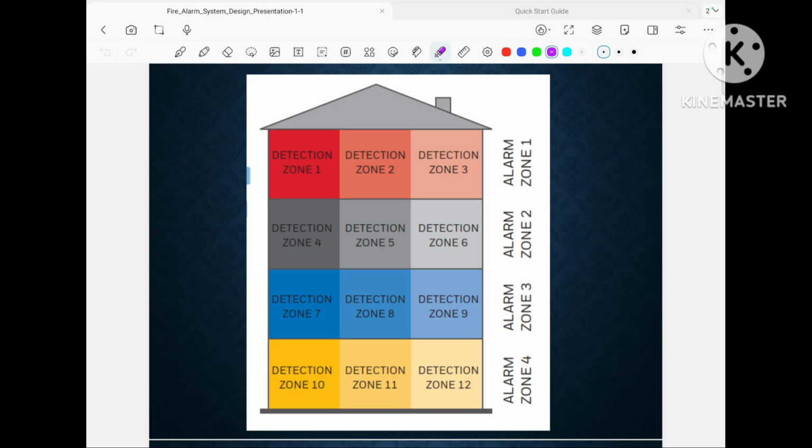Here I want to highlight one very important point related to alarm zone and detection zone. In one alarm zone there can be many detection zones, but vice versa is not acceptable, meaning in one detection zone we cannot have more than one alarm zone. It should be one only. Hope you are very clear with this point.